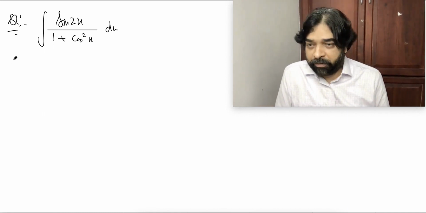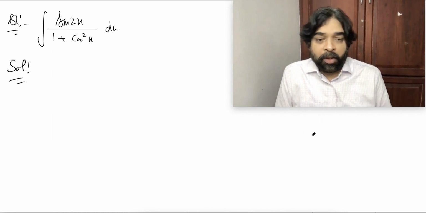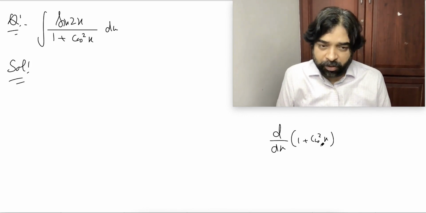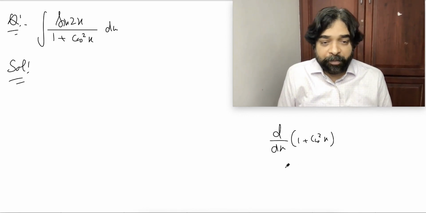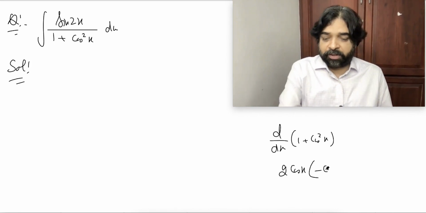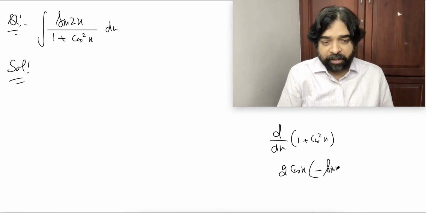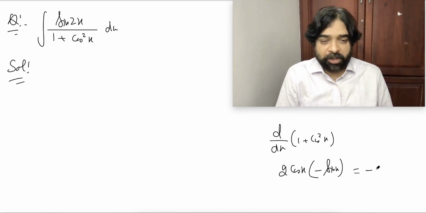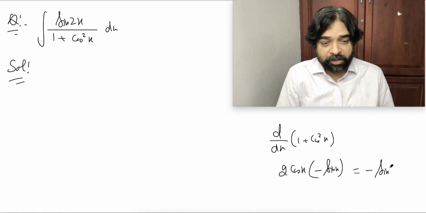Okay, I will solve it. The differentiation of 1 plus cos square x: the differentiation of 1 is 0. What will the differentiation of cos square be? 2 cos x into the differentiation of cos x, which is minus sin x. The minus will come out, giving minus 2 sin x cos x, and that is nothing but sin 2x.